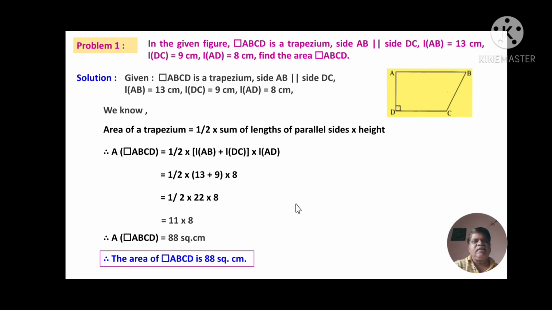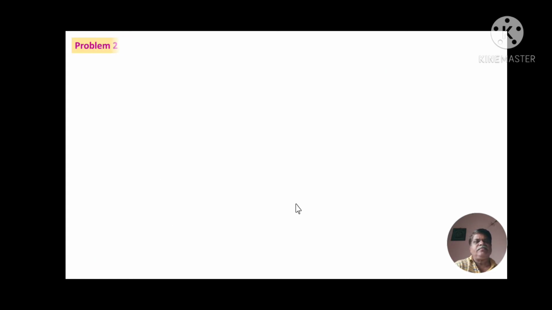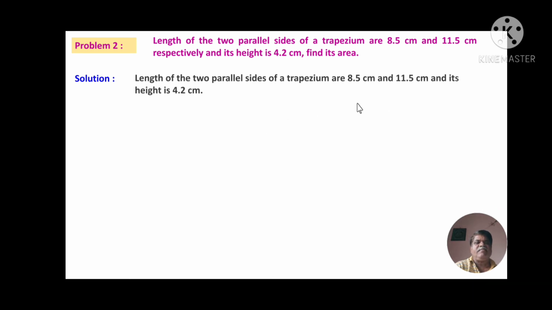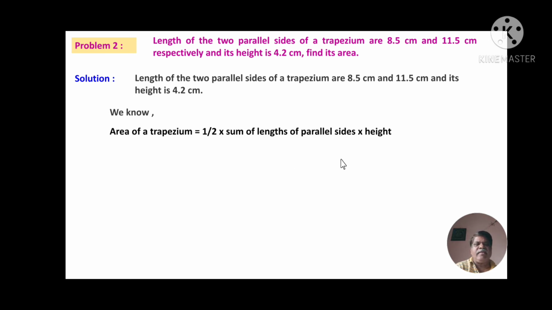Now, let us see the next problem, number 2. The lengths of the two parallel sides of a trapezium are 8.5 centimeter and 11.5 centimeter respectively, and its height is 4.2 centimeter. Find its area. Friends, the lengths of the two parallel sides of a trapezium are 8.5 and 11.5 centimeter respectively, and the height is 4.2 centimeter. These are the given things. We know that the area of the trapezium is equal to half into the sum of the lengths of the parallel sides into height, which is equal to half into (8.5 plus 11.5) into 4.2.